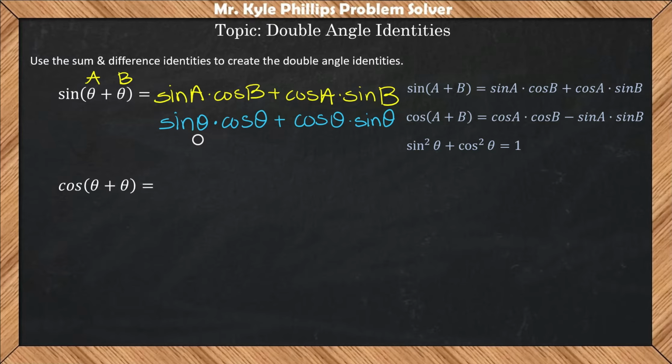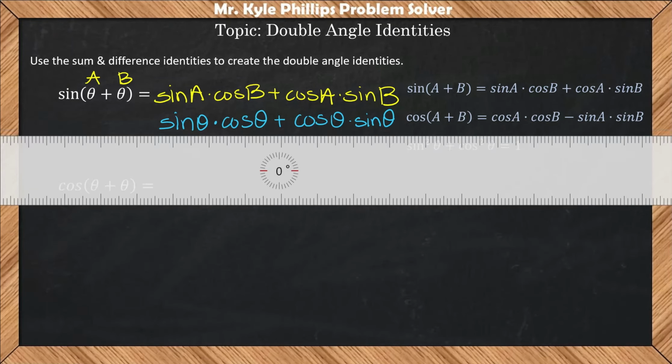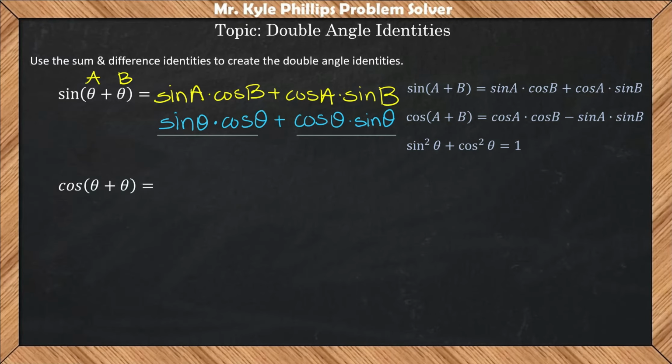Well, now looking to see what we can do, these are the same term. Sine cosine is the exact same term as cosine sine because multiplication is commutative. So I will add these two together. Sine cosine plus sine cosine essentially gives me 2 sine theta cosine theta. And that is the identity for sine of theta plus theta, which is sine of 2 theta. So my double angle identity for sine is 2 sine theta cosine theta.